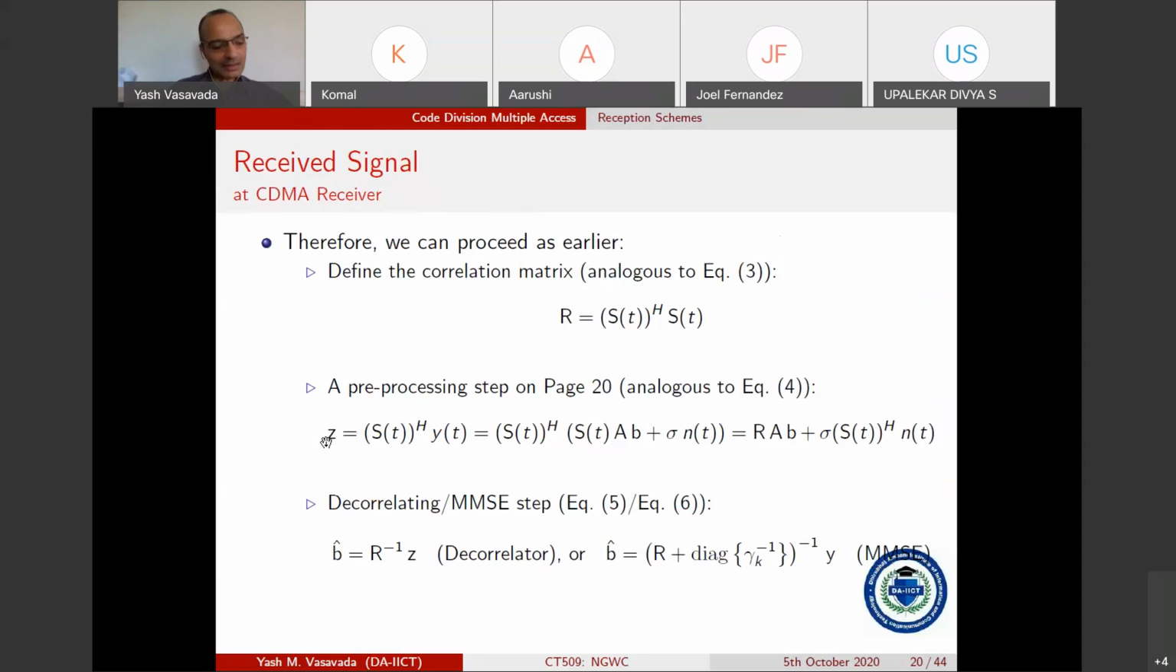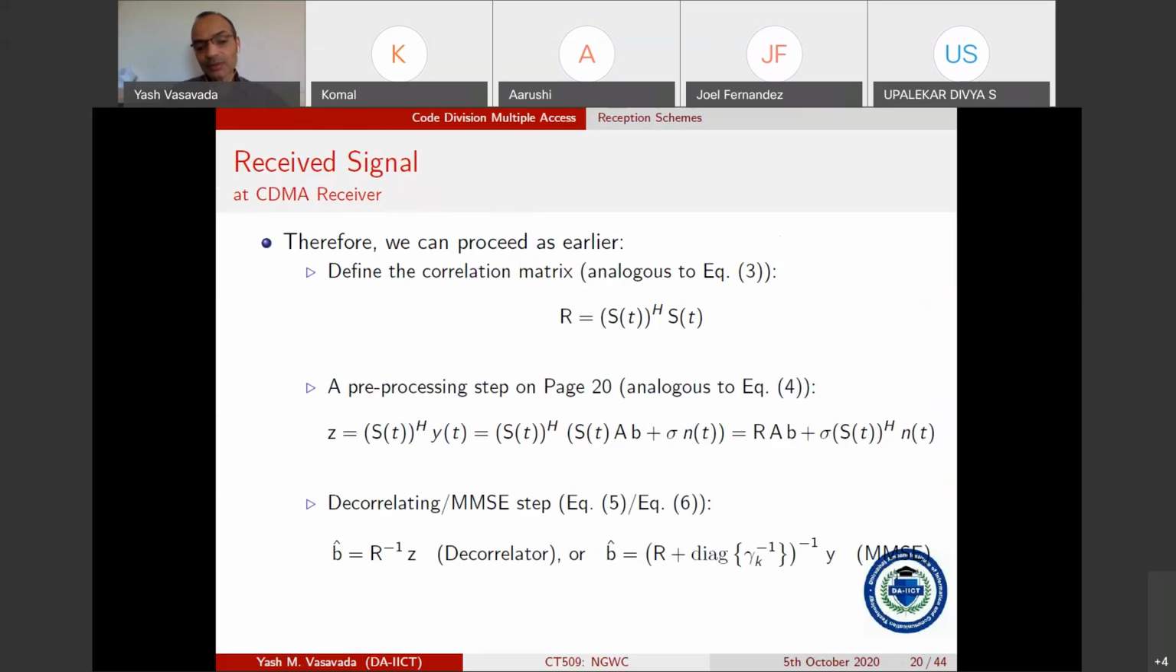If you close your eyes and say that, no, I am the only user present, even if there are 99 other users actually present other than that particular user, if you bury your head in the sand and say that, no, I don't want to deal with all that interference, then this is actually the optimal strategy, the match filtering. That is what we did even in CT516.